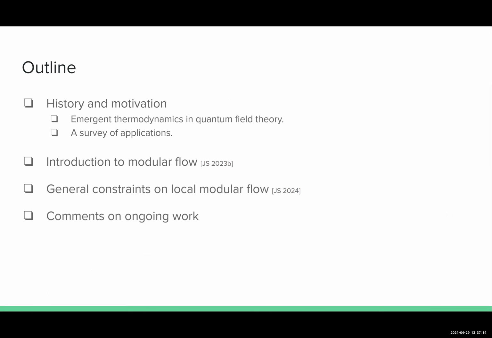It's based on this paper that I wrote last year, where I'm going to try to introduce you to modular flow as, as I indicated previously, the unique mathematical tool that's available to you when you want to understand thermality in quantum field theory. Then we'll start talking about this new paper that I wrote about a month ago, which is providing general constraints on local modular flow in quantum field theory. I'll explain what those words mean later, and how they set the boundaries for what we expect to be able to do with this technology in terms of understanding quantum field theory. And finally, I'll comment on ongoing work.